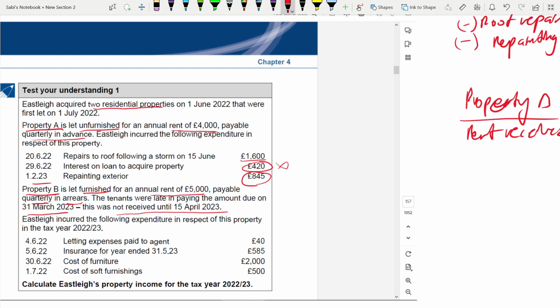How do you calculate this? Like how you have taken 4000 straight away from property A, property B, you can't do like that. See, they have from 1st of June, you have to take quarterly. How many months? 3 months, right? 1 quarter, you need to divide it by 4. So 5000 divide by 4. Okay.